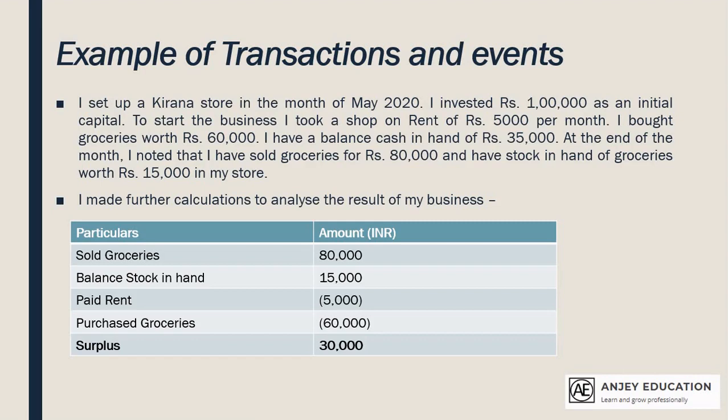In the given example, we can observe that sale or purchase of groceries and payment of rent are the economic activities undertaken, and hence these are transactions, whereas balance stock in hand, cash in hand, and surplus are the results out of the economic activity, and hence these are events.